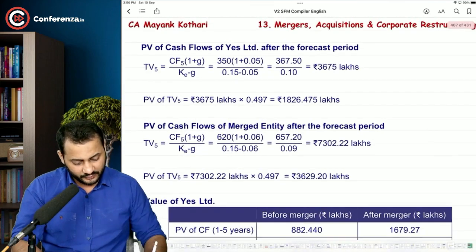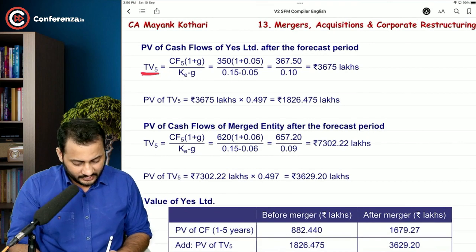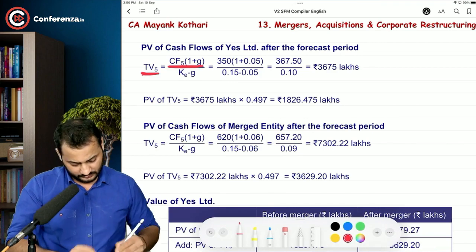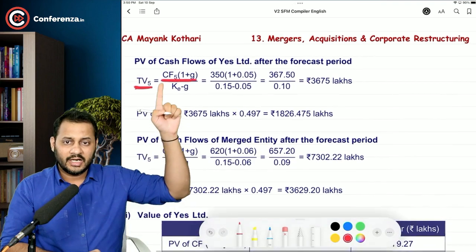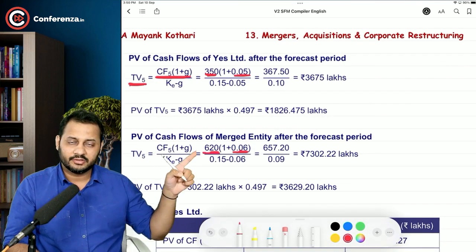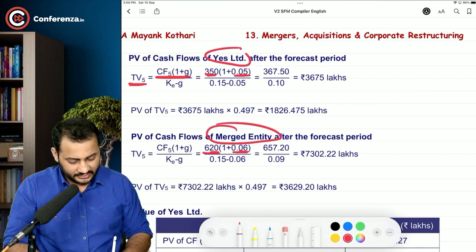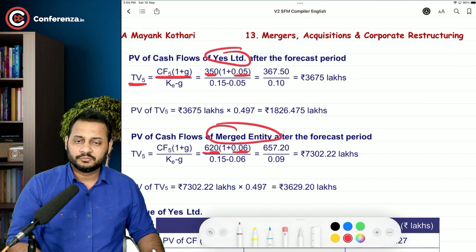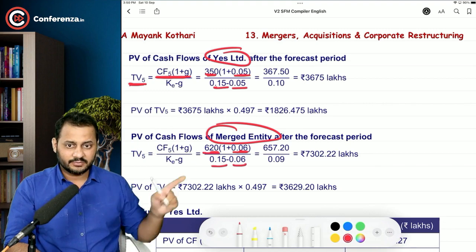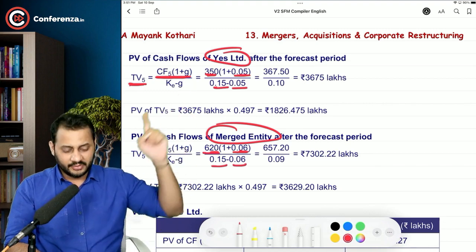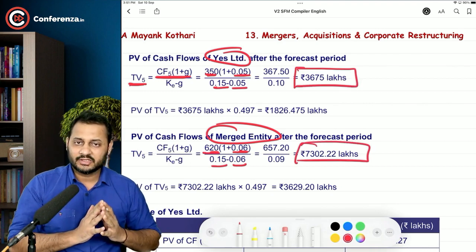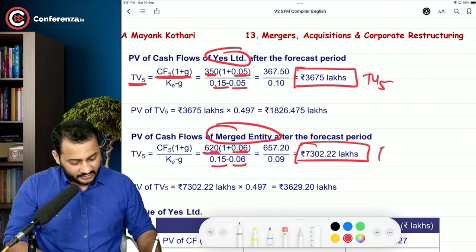Let's calculate the present value. Terminal value 5 is nothing but the growth rate. So you will add the growth rate of 5% here. In this case, you will add the growth rate of 6%. This is the merged entity. This is Yes Limited before merger. Both terminal values: 15%, 5%, 15%, 6%. Cost of equity minus growth, cost of equity minus growth. This is the terminal value of both the companies, say 3675 and 7302. But this is at the end of 5th year.